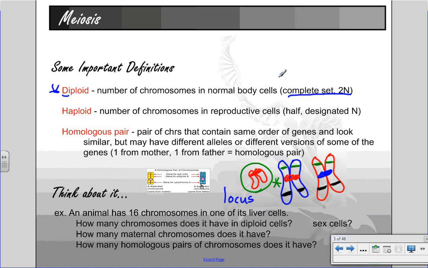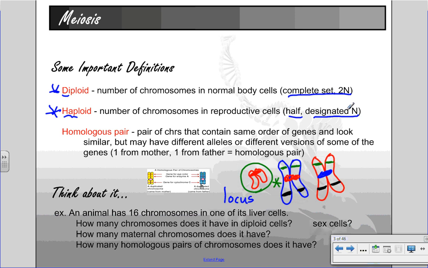So if we have 23 chromosomes, then we'd have two copies of, say, chromosome 5, one we got from our mom and one we got from our dad. Haploid, we said, think hap sounds like half. It has half the number of chromosomes. It's the number that's found in the reproductive cells and is designated by N.